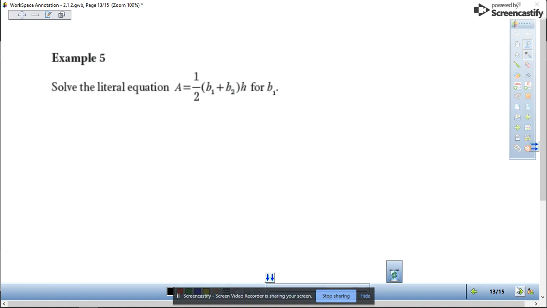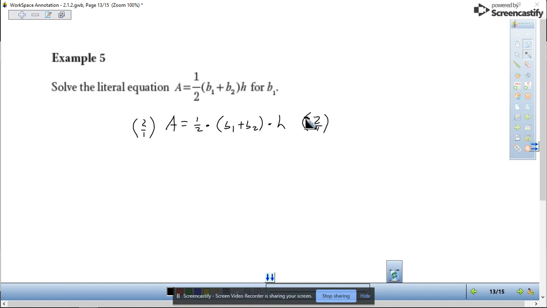I'm going to go through it fairly quickly. Y'all seen these before? This is just solving the literal equation. This is review almost, but it's still following those properties, right? So I have 1/2 times b1 plus b2 times h, right? And that equals a. I want to get rid of the stuff, right? So how do I undo multiplication? Well, I divide, but, fractions. We don't divide by fractions. We multiply by their reciprocal.